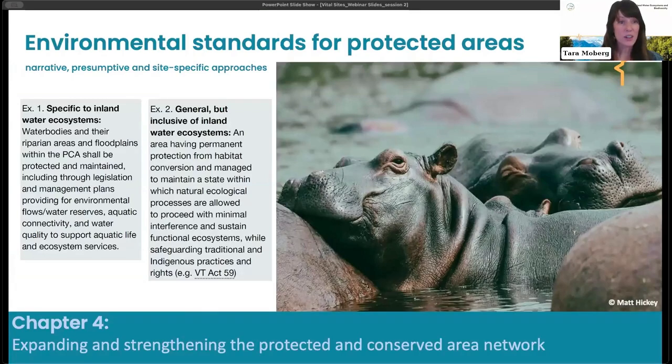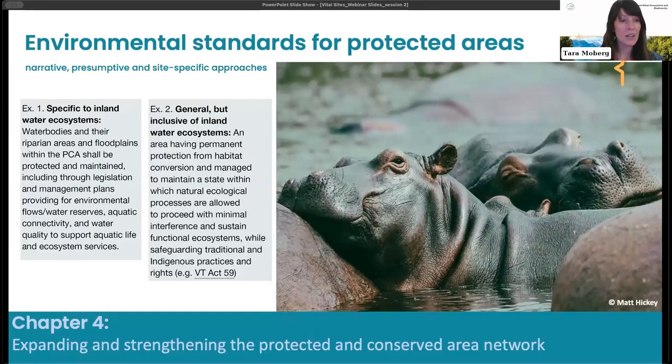Recognizing that the geographically defined areas are static, and as Michelle shared, inland water ecosystems are dynamic. By nature, they're fluid. We need something to complement the geographic boundaries when we're approaching protection. One way to do that is the development of environmental standards that are integrated into the designation mechanism for the protection. That can happen through a range of approaches, whether it's narrative, which is a higher level broad approach.